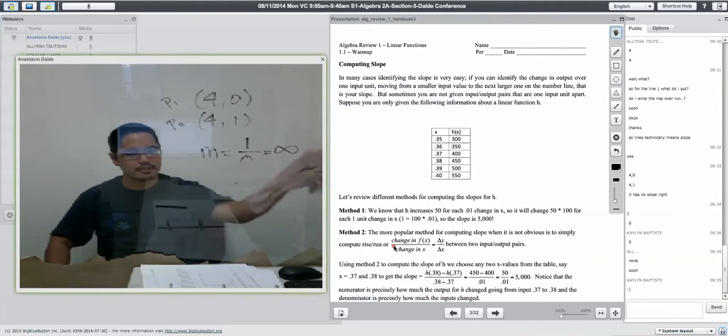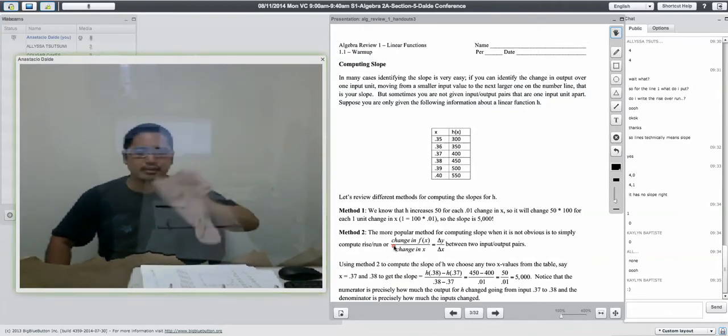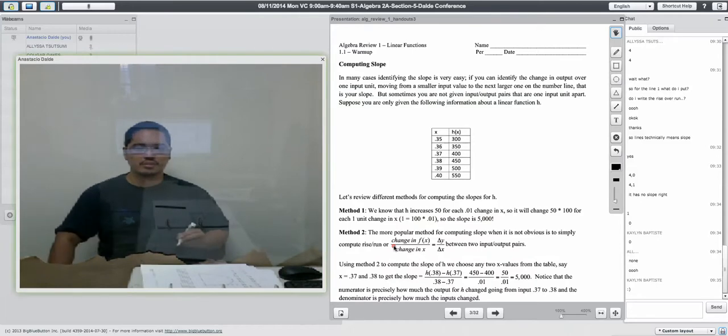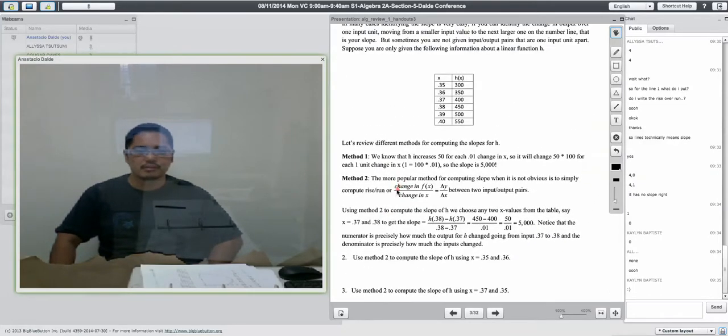Let me erase this. So what they're doing is they're giving us a little table. All right. So there are 2 different ways to get to your slope. Basically, you choose 2 points. Instead of reading their thing, I'm just going to do the problem. So let's do problem number 2.